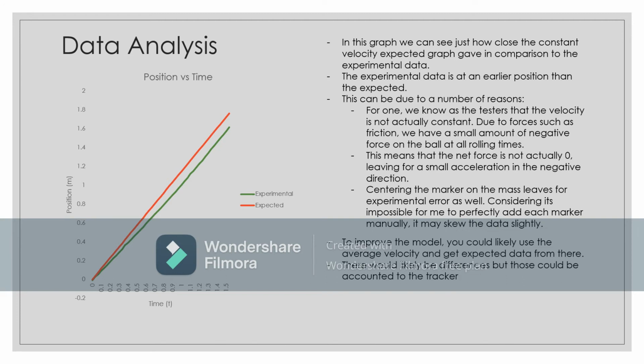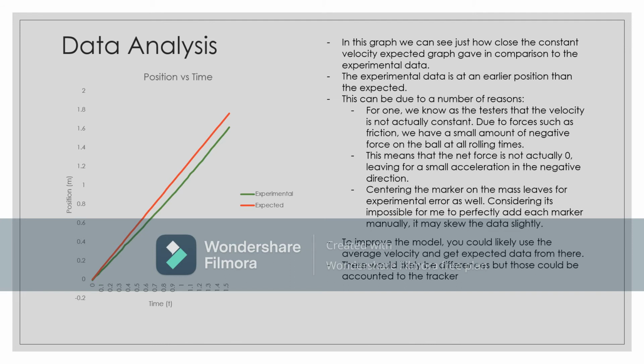So for one, we know that the velocity is not actually constant. Due to forces such as friction, we have a small amount of negative force on the ball at all rolling times. This gives us a slight change in a, which gives us a slight change in the velocity. This means that the net force is not actually zero, leaving a small acceleration. Centering the marker on the mass leaves experimental error as well. It's almost impossible for me to directly put the mouse every time at the center of the ball, leaving imperfect distances between the ball at one frame and the ball at another.